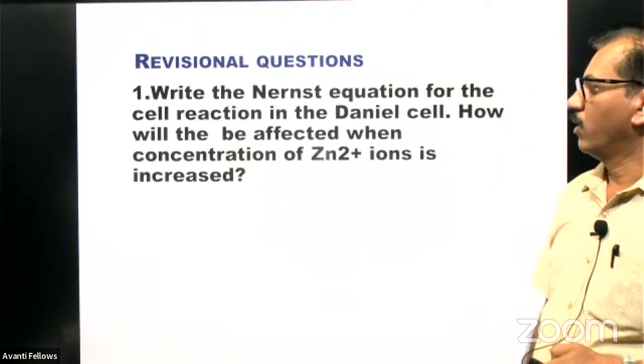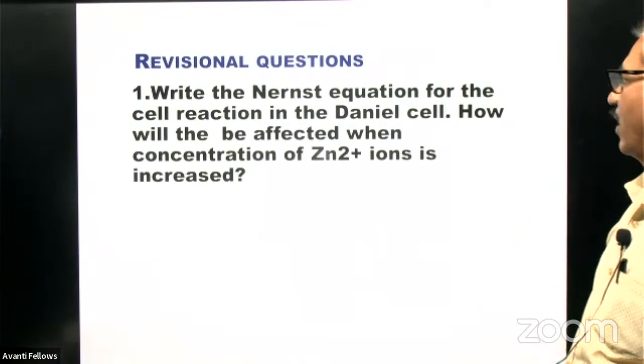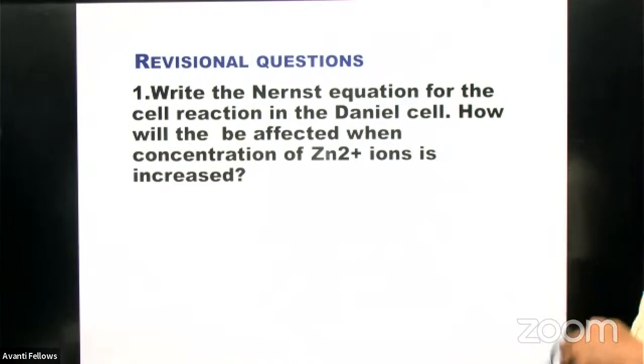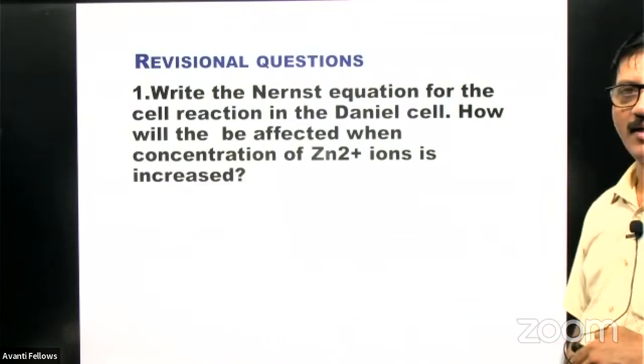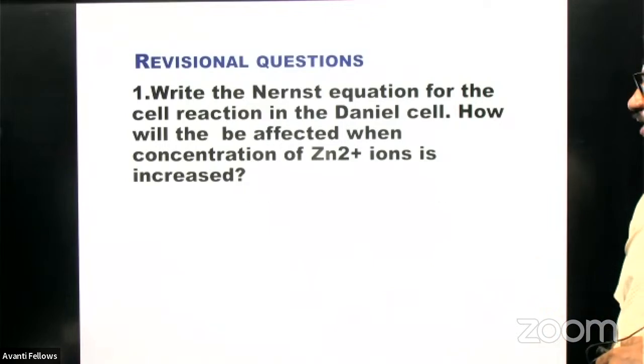Okay. Now write the Nernst equation for the cell reaction in the Daniell cell. How will it be affected when the concentration of zinc 2 plus ion is increased? Daniell cell. Okay. So this is the question on Daniell cell, right?